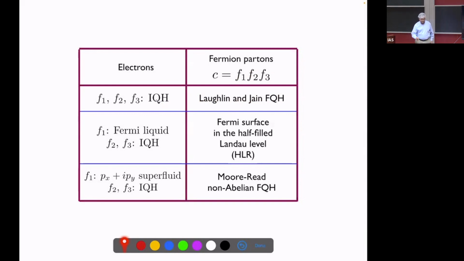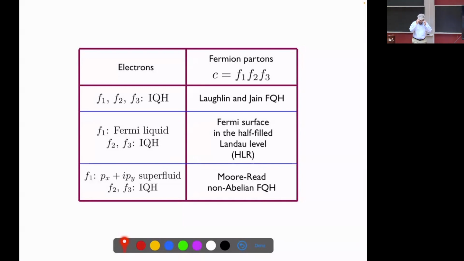And the Jain states, the whole sequence around 1/2, you can get also by this construction. The 1/5 state would require 5 partons, but let's not go there. So for the Laughlin state, do you occupy the 3 fermions, F1, F2, F3, or only one of them?